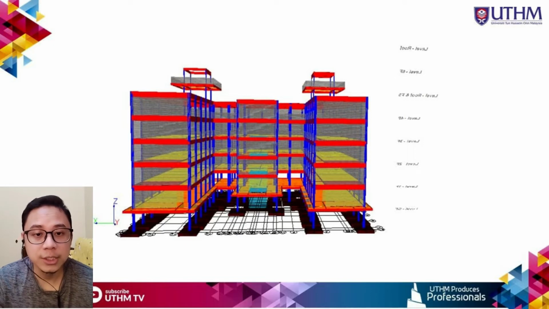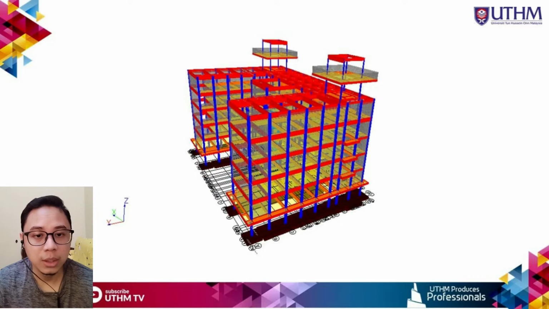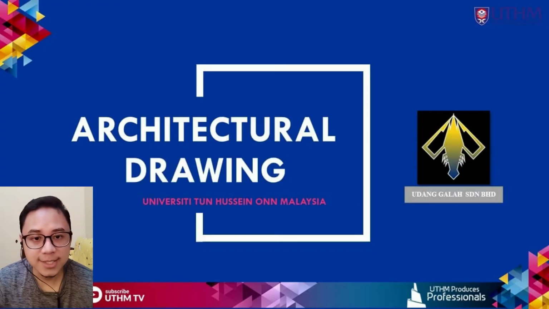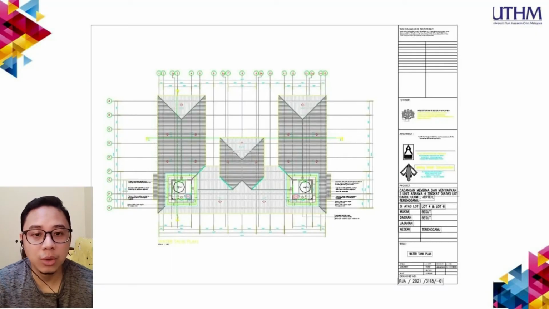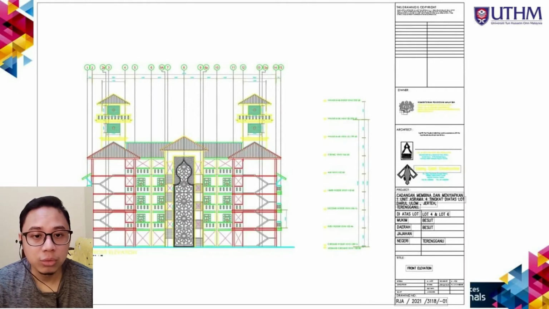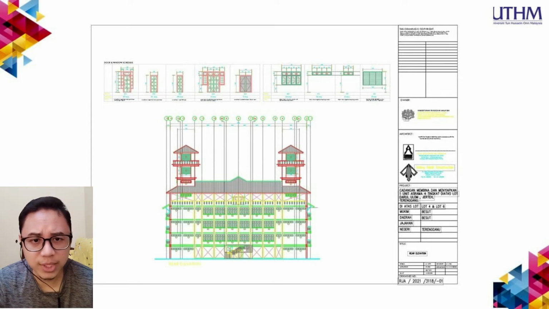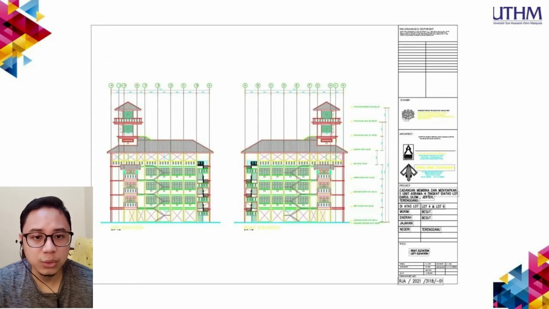So, I will continue the presentation of infrastructure. Next is the 3D drawing of our building that has been generated by the team. And next is the architectural drawing that has been drawn. This is the plan view, side view and front view elevation. So next, I will present to you the infrastructure part.